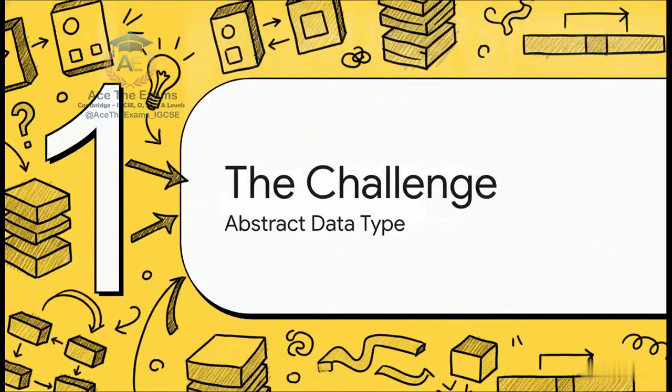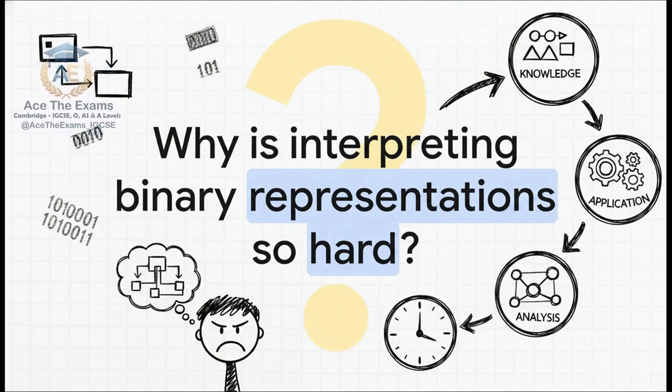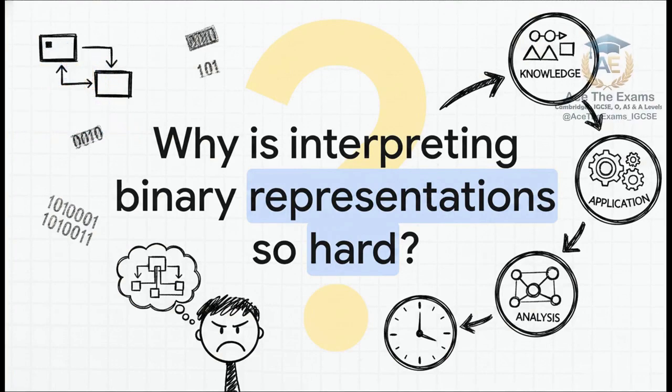Section 1, the challenge, decoding the abstract data type. To start, we have to ask a foundational question, one that comes straight from the senior examiners themselves. Why do students find interpreting complex binary representations so incredibly hard? You know, we see 2 types of students fail here all the time. You have a student, let's call him Alex, who overloads his answers with raw computer science facts but provides zero analysis. Then you have Sam, who just rushes and completely misses the command word requirements.